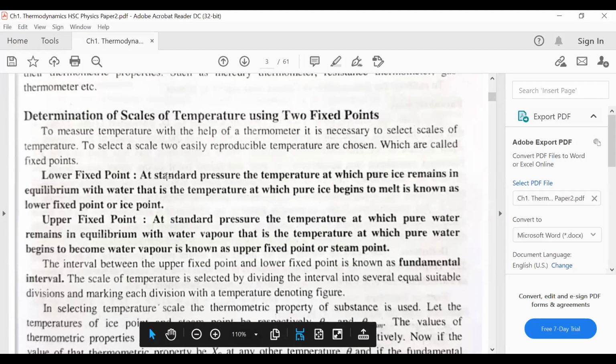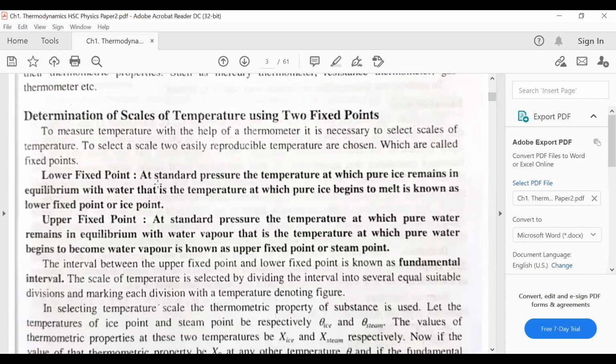What is meant by lower fixed point? At standard pressure. What is standard pressure? 1 atmosphere pressure is called standard pressure. That is 760 millimeter of mercury. That is called standard pressure.